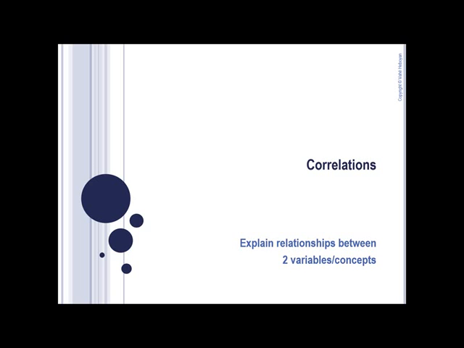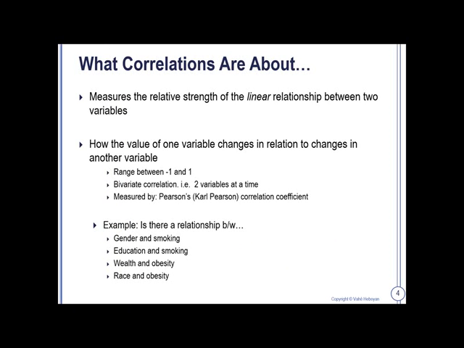Correlations help us explain relationships between two variables or concepts at a time. They measure the relative strength of the linear relationship between two different variables. In other words, they explain how the value of one variable changes in relation to changes in another variable. They usually range between -1 and +1, and they can take on any values in this range. They are strictly restricted to two variables at a time.